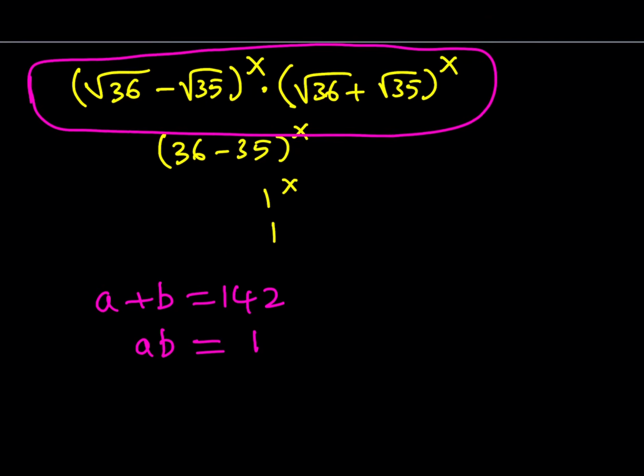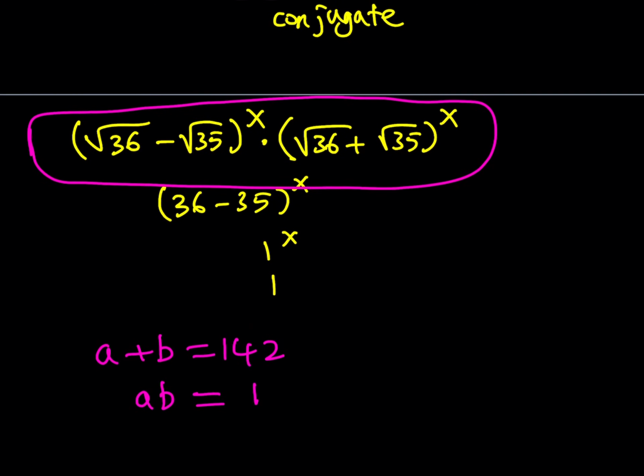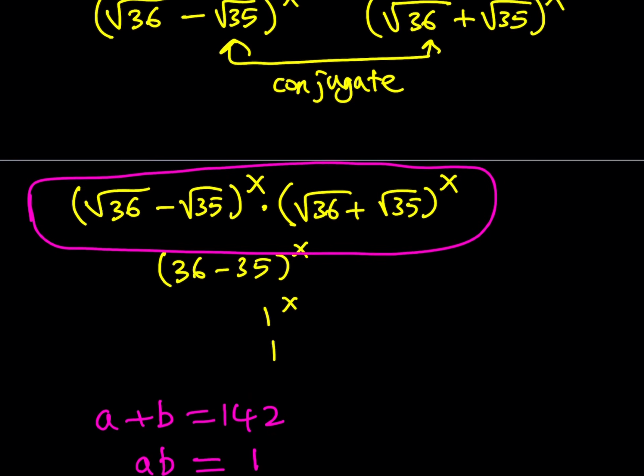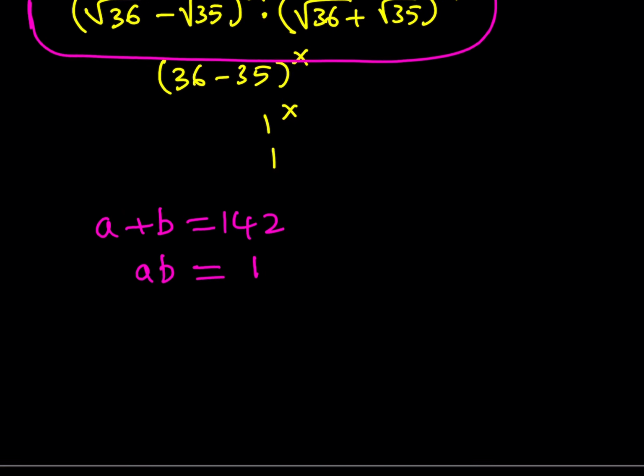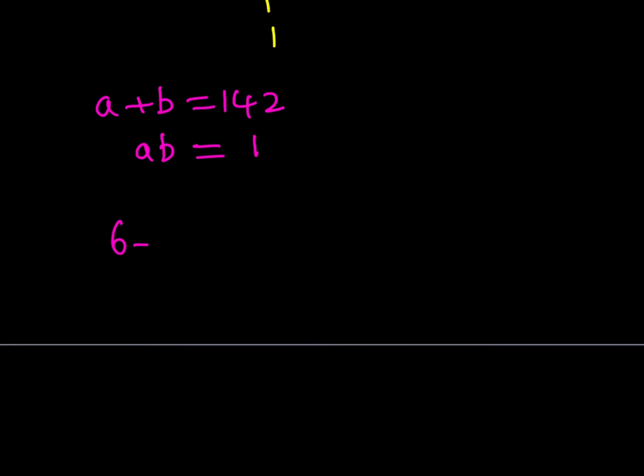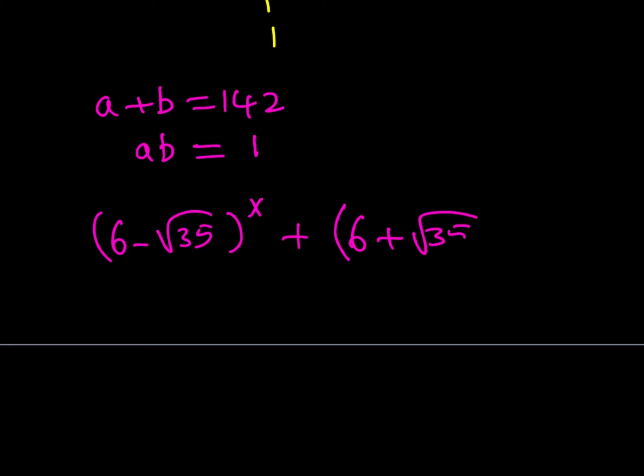I can just go ahead and write one of them in terms of the other one. Well, what is that supposed to mean? Well, look at this carefully. You have 6 minus something, and then you have 6 plus something, right? So we have (6 minus square root of 35) to the power x plus (6 plus the square root of 35) to the power x, right? And this sum is equal to 142.